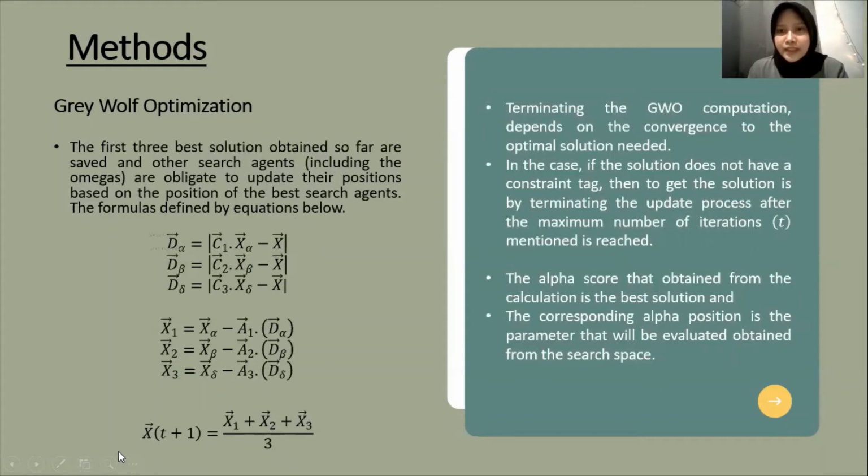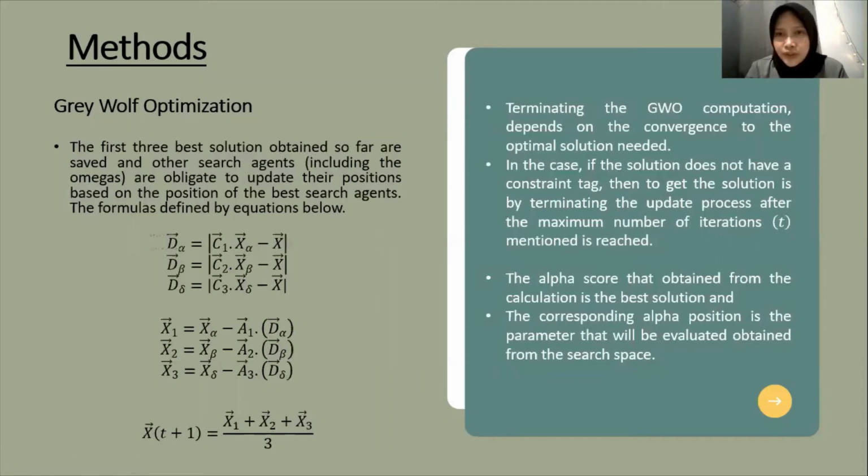To terminate the grey wolf optimization computation depends on the convergence to the optimal solution needed. In the case, if the solution doesn't have a constant state, then to get the solution is by terminating the update process after the maximum number of iterations mentioned is reached.